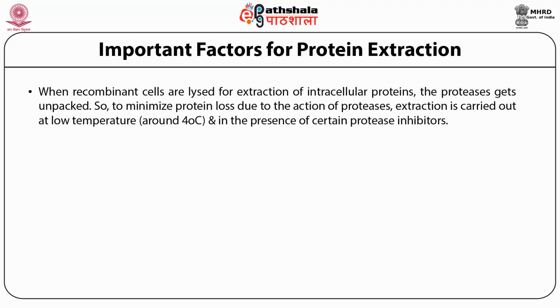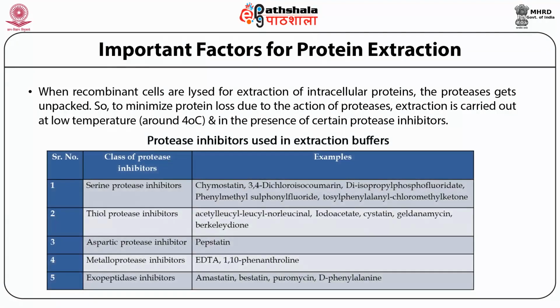In order to minimize protein loss during extraction and purification, the entire process is carried out at a low temperature of around 4 degrees centigrade and in the presence of protease inhibitors. These protease inhibitors are used to inactivate the proteases, which get unpacked during the extraction and may lead to the hydrolysis of the protein of interest. Commonly used protease inhibitors fall under the following categories. They may be serine protease inhibitors, thiol protease inhibitors, aspartic protease inhibitors, metalloprotease inhibitors, or exopeptidase inhibitors.